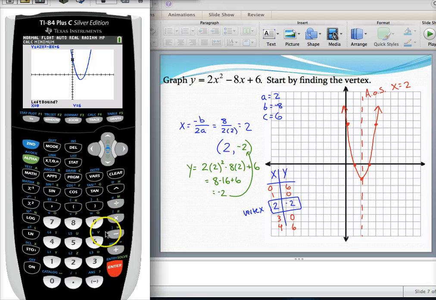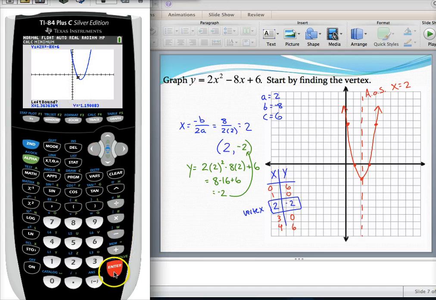So they're going to ask you 3 questions down here. They'll say left bound, right bound, and guess. Basically, what that means is move your cursor so you're a little bit to the left of the vertex. Now, you don't have to get too close to it. Like, I probably wouldn't want to be there because I don't want to accidentally miss it. So just move somewhere to the left of it. I can see that over there my cursor is clearly to the left of the vertex.